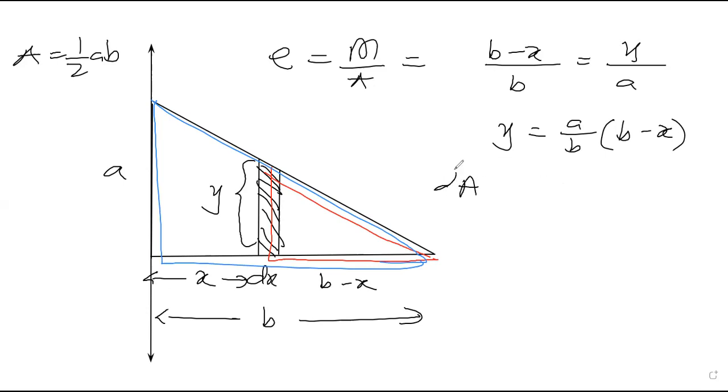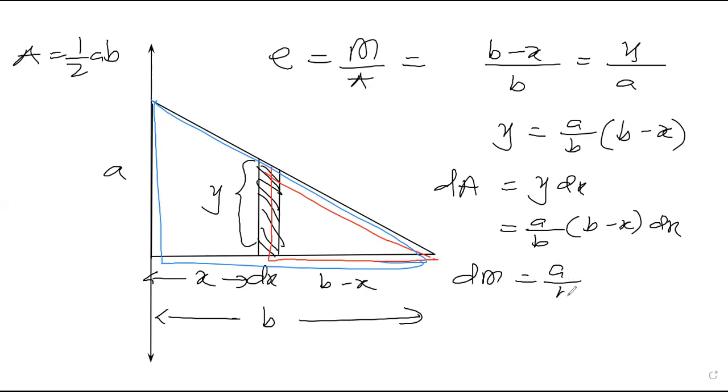So the small area of the strip is going to be y dx, which is a upon b, b minus x into dx. That is the area. The mass of that is going to be a upon b, b minus x dx into rho. It comes as this. Then the moment of inertia of that particular strip will be dI equal to the integral of x squared dm.